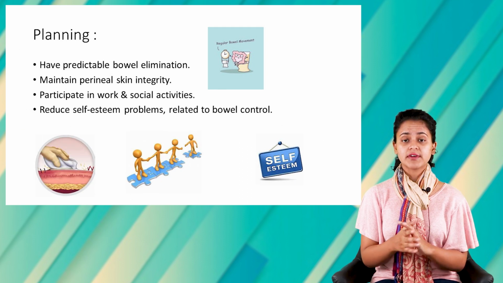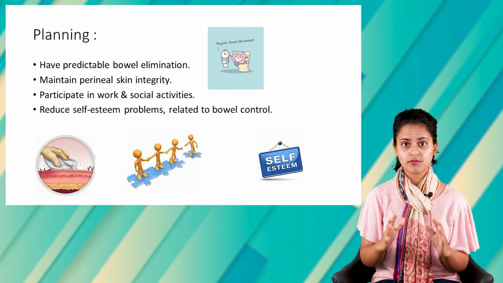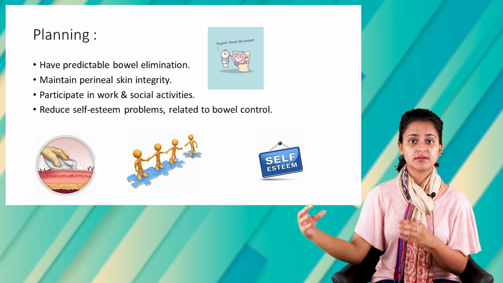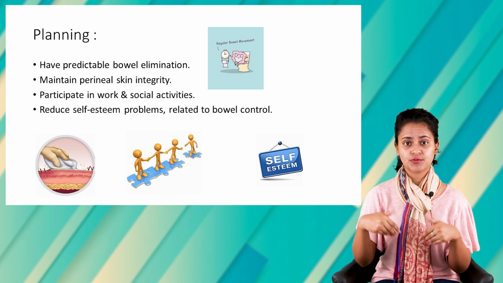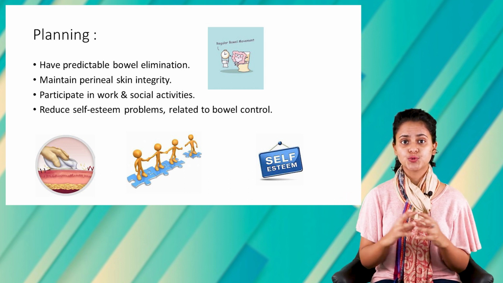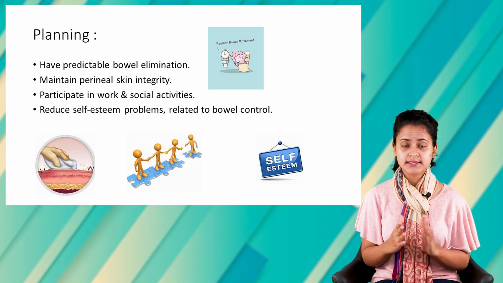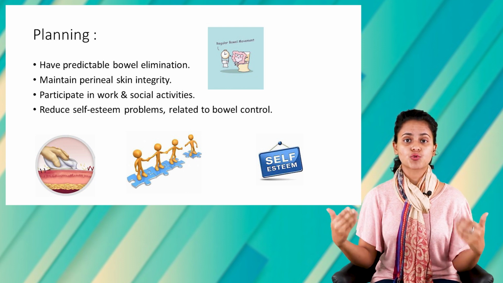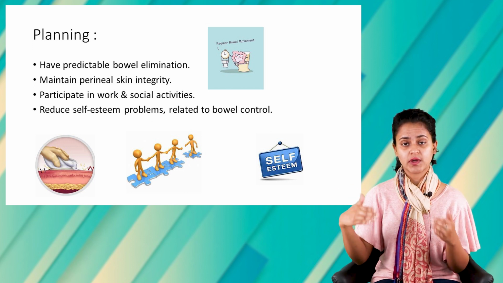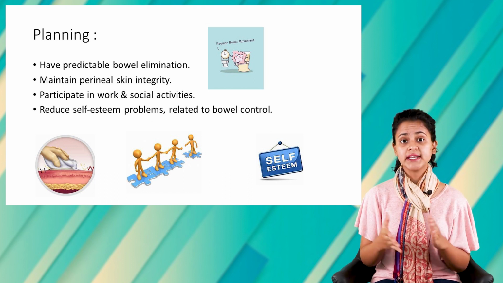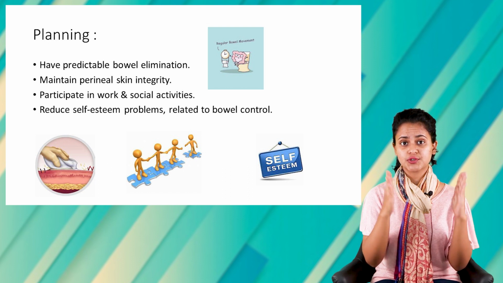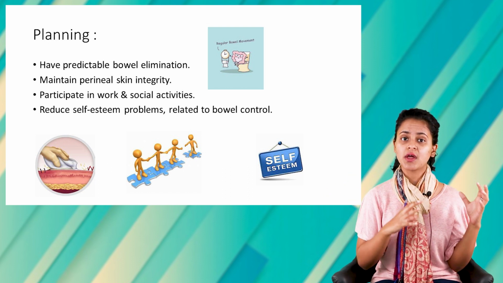fecal incontinence. Now, generally, we are going to learn about the nursing planning here. So, the goal of the nursing care here would include having a predictable bowel elimination for our client to reduce the chances of fecal incontinence. Maintaining the perineal skin integrity should be included in the plan of nursing care. The next part is to promote the work and social activities of the client. Here also the nurse should improve the working and social interaction ability of the client who is suffering from fecal incontinence. Avoiding lower self-esteem or improving the self-esteem should be included as a goal in the nursing care.